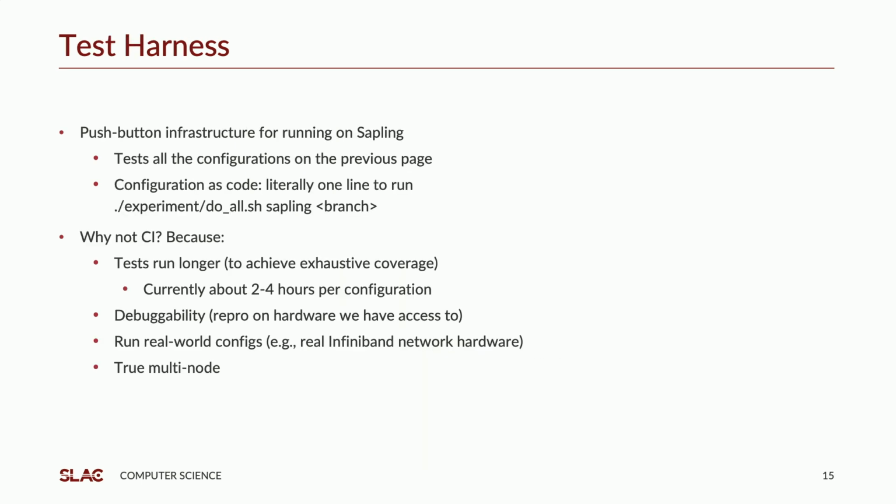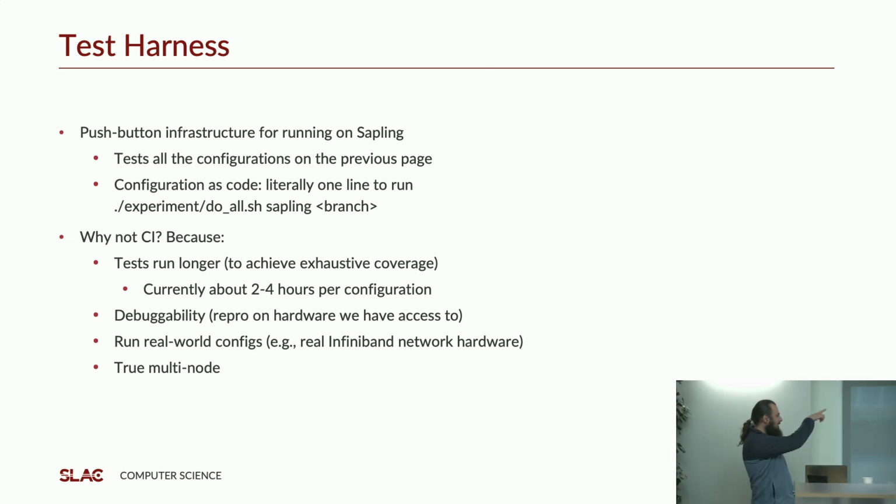So there is a really nice test harness. It's totally push button. There's literally one script, right? That line, you do all. You give it the name of your machine and the branch you want to run on, and boom, it does everything. It does the build. It downloads all the stuff. It knows all the configurations. It sets up all the tests.